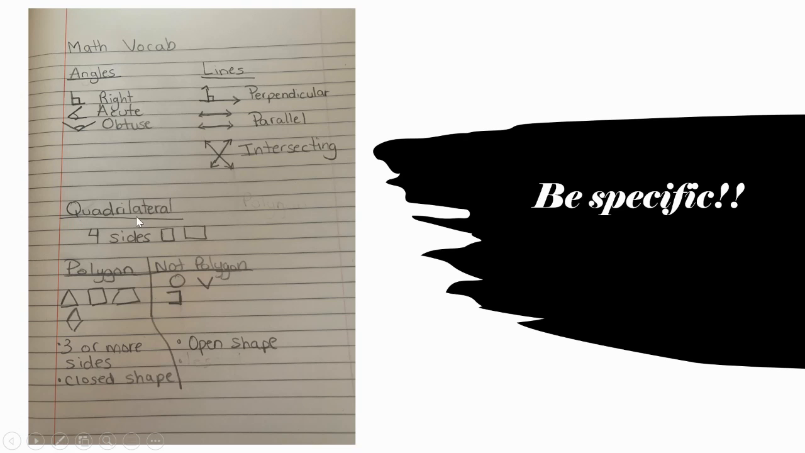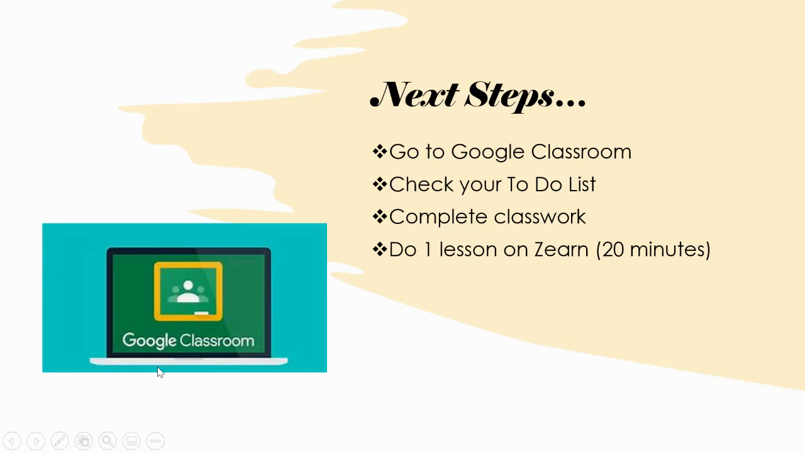Now, quadrilateral again is a shape with 4 sides. And here I put polygon, not polygon. So for polygons, we have triangle, square, trapezoid, rhombus. Not a polygon: a circle, a V, and then an open square here. A polygon is a shape with 3 or more sides, and it's a closed shape. And not a polygon is an open shape, or a circle.